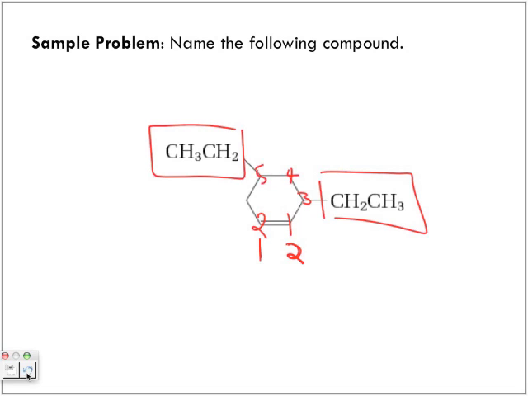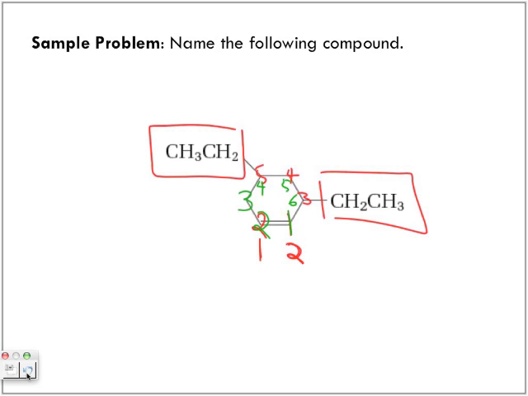If we number it the other way, I'm going to use the green. 1, 2, 3, this would be 4, 5, and that would be 6. So if we numbered it this way, one of our ethyl branches will be on the 6th carbon, and we always want it based on the lowest carbon. So we're going to use the numbering as I did in red.